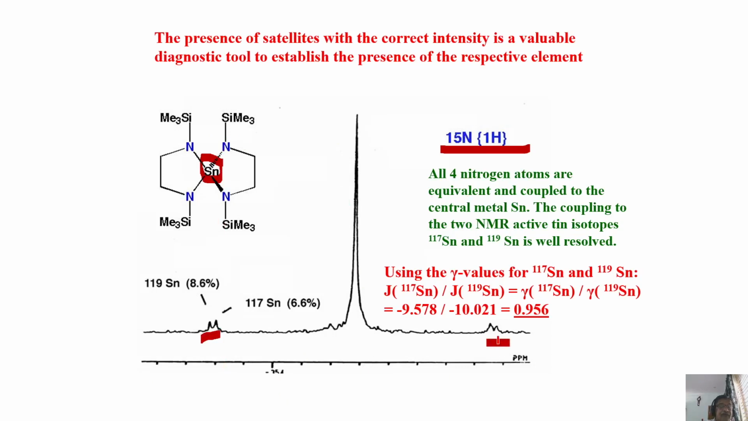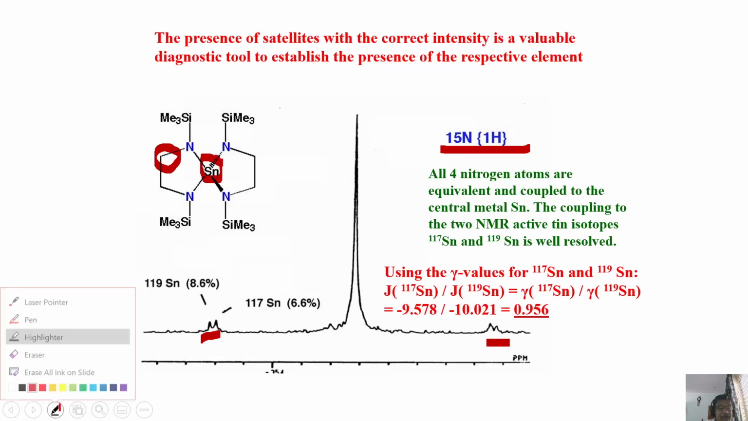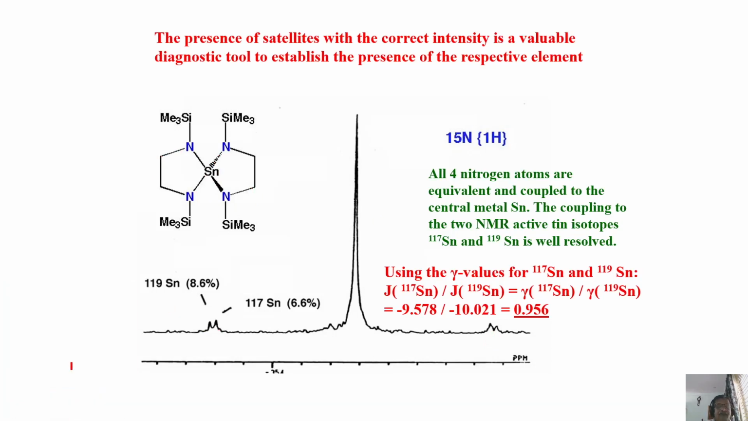What are these small lines? They are satellites, but not carbon-13 satellites like this. They are satellites of tin. Tin has, of course, several isotopes, actually 3, but we'll ignore 115. Tin-117 and tin-119, these 2 isotopes are there. Each of them can couple to nitrogen.